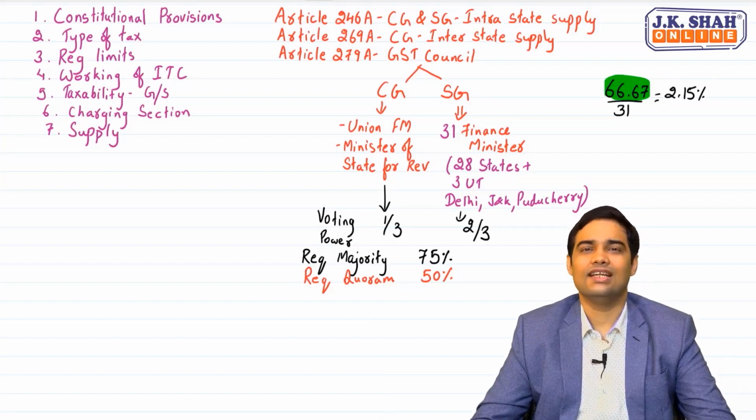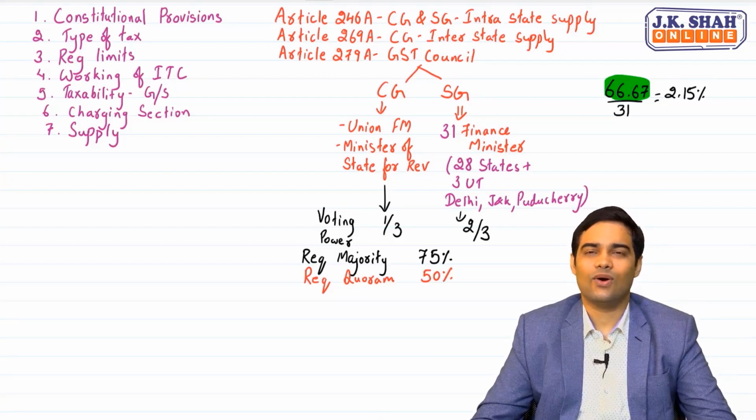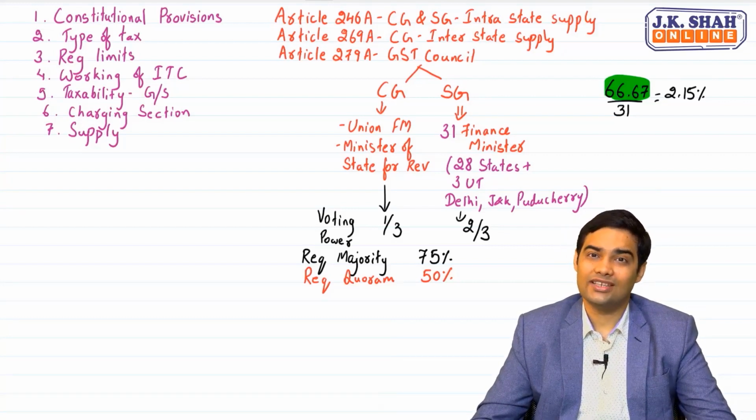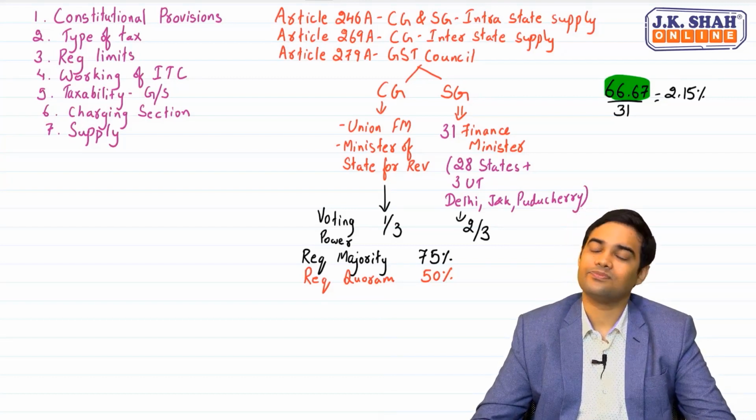And then obviously, voting would be required only if there is a dispute. But can state government come together and pass a decision? The answer is no. That is not envisaged in the law. It's not given in the law.